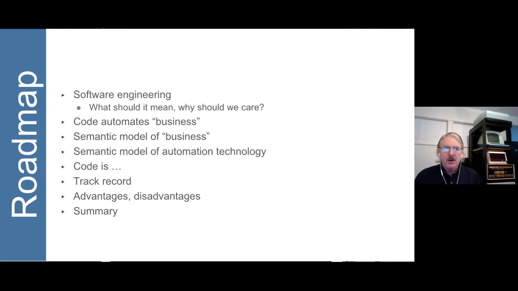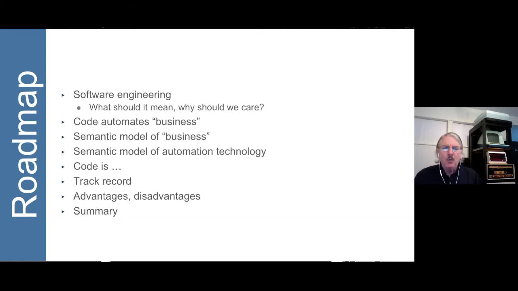Then we'll go on and talk about the idea that the reason we write code is always to automate, and I'm going to use the term a little bit loosely here, business. There are some set of policies that the software exists to enforce. There's some set of processes that the software exists to carry out. And that's the job of the software, to automate those policies and processes.